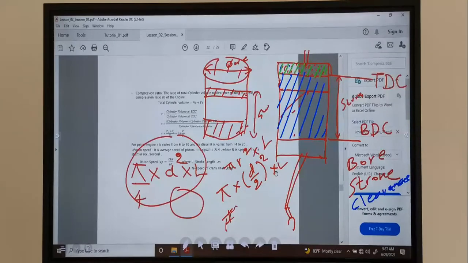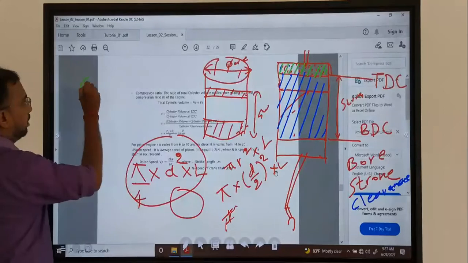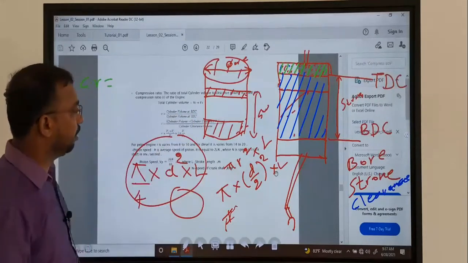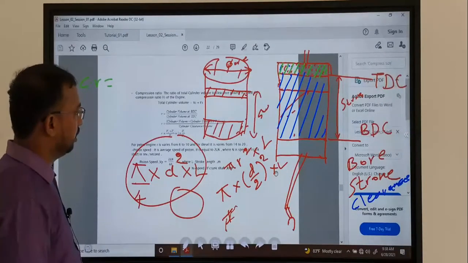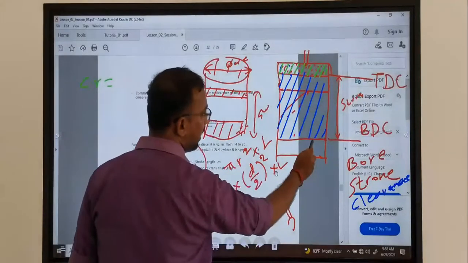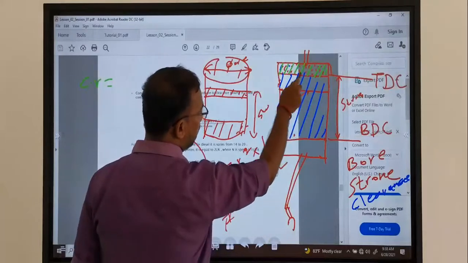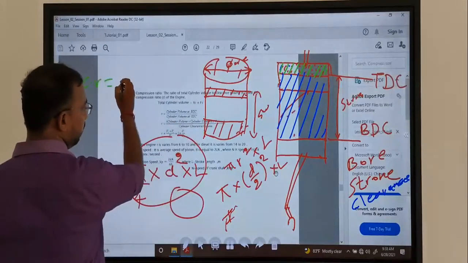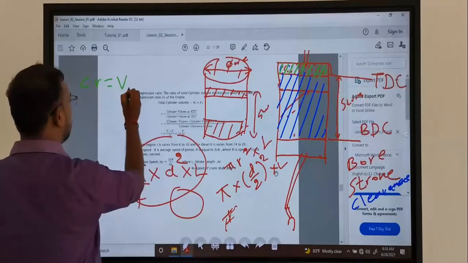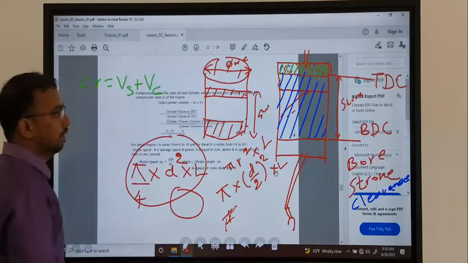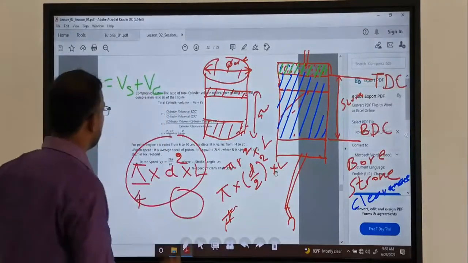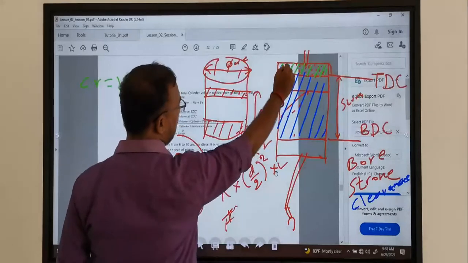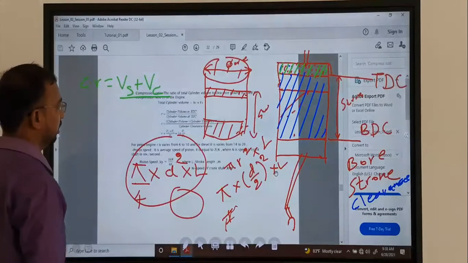So you know the terms now. Compression ratio means the cylinder volume at BDC divided by the cylinder volume at TDC. When the piston is at BDC, the total volume is the stroke volume, Vs, plus the clearance volume, Vc, the sum of these two. When the piston is at TDC, the cylinder volume is only the clearance volume, Vc.